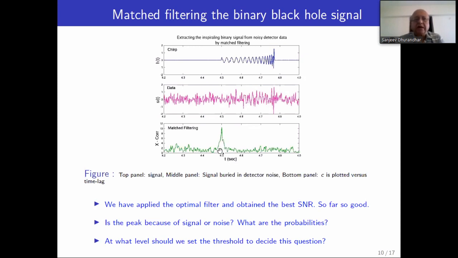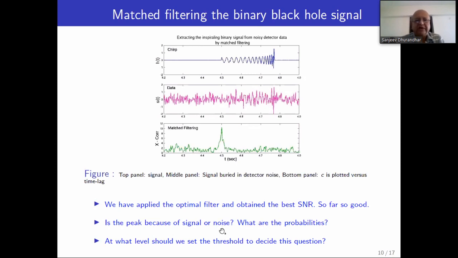This peak is there, but how do you know this is not because of noise? We have applied the optimal filter and obtained the best SNR. So far, so good. So you have done the best you can do. But you can't say anything until you make a probabilistic statement. You can't say that it is a signal. Where do you put the threshold? You can apply a threshold and say that this peak is significant. But where do you apply the threshold?